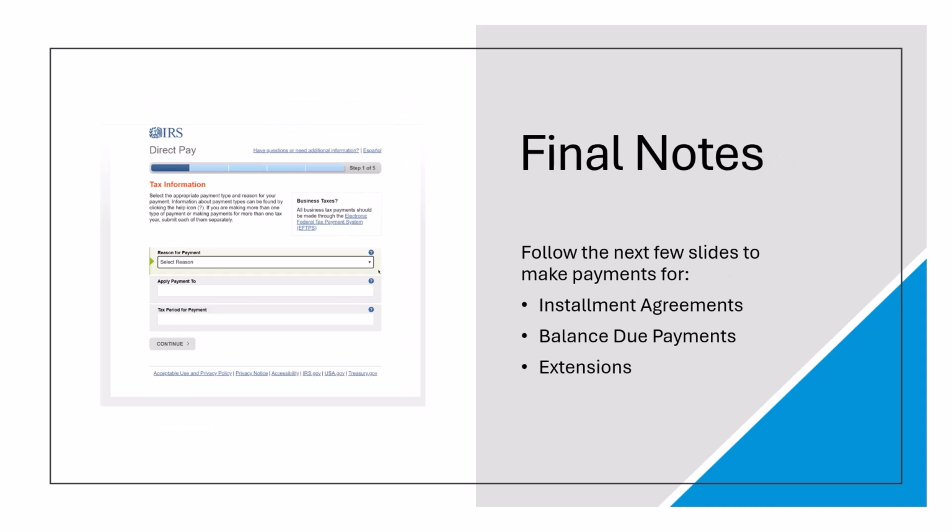Besides doing estimated tax payments, you can also make payments for other things. A lot of the process going from when you're verifying your identity going forward is exactly the same as estimated tax payments, but I just wanted to show you a couple of slides of how you would put in other payments that you want to make to the IRS.